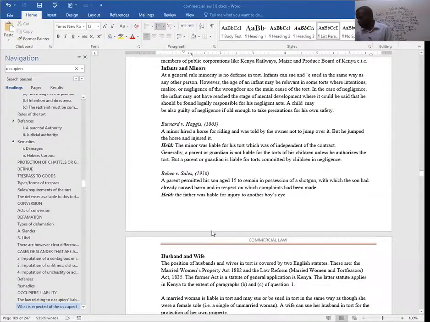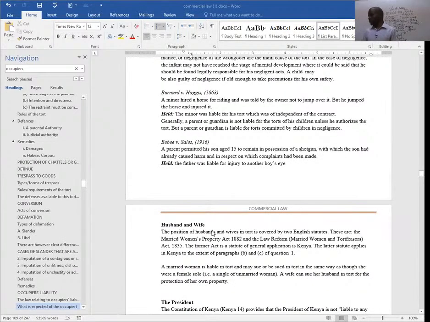Husband and wife. The position of a husband and a wife in tort is covered by 2 English statutes. This one is actually borrowed from the common law. The former act is a statute of general application in Kenya. So a married woman, and this is where it is important, is liable in tort and may sue or be sued in tort in the same way as though she were a female sole or a single or unmarried woman. A wife can sue her husband in tort for the protection of her own property.